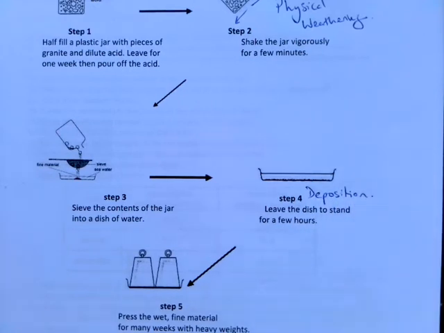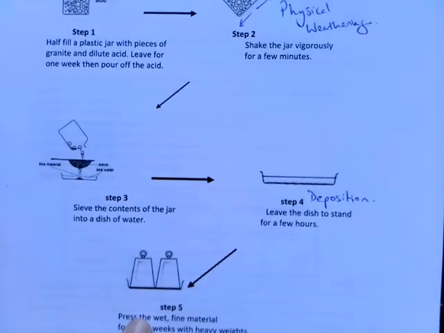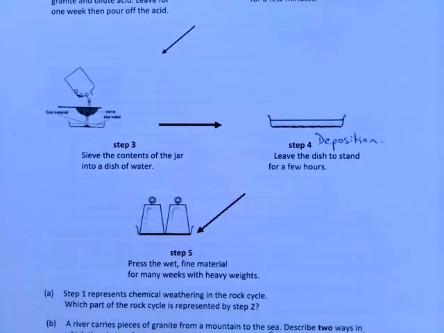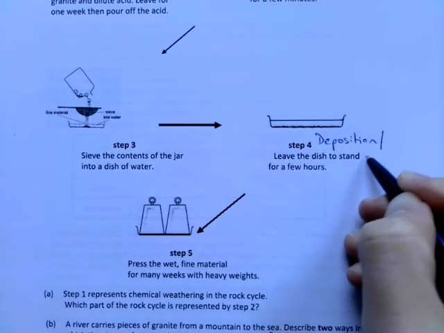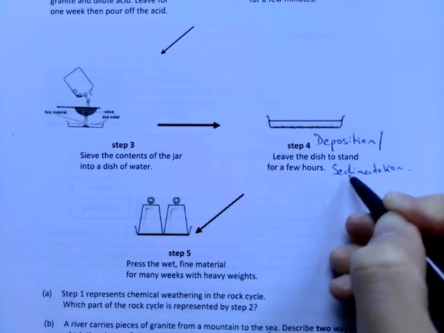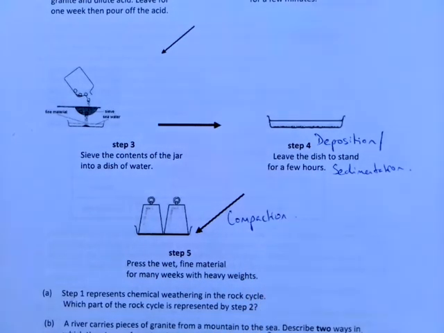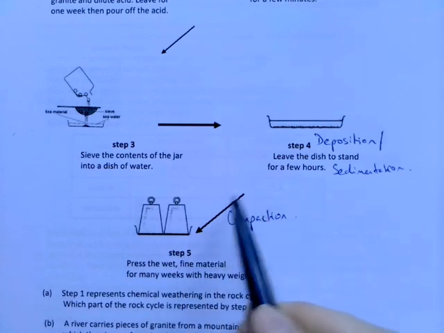Down to the bottom of the seabed. So last week we had this picture here. You'll remember the deposition going down. And then step 5, we press the wet fine material for many weeks with heavy weights. Okay. So actually we could say really that step 4 is deposition and sedimentation, because we're building up those sedimentary layers, and then step 5 would be our compaction. Okay, it's not likely to be cementation. We're not likely to have that much force going on here, so it's likely to be compaction, I guess. So if you said deposition or sedimentation for this one, that's fine, and compaction for this one. All right, good.